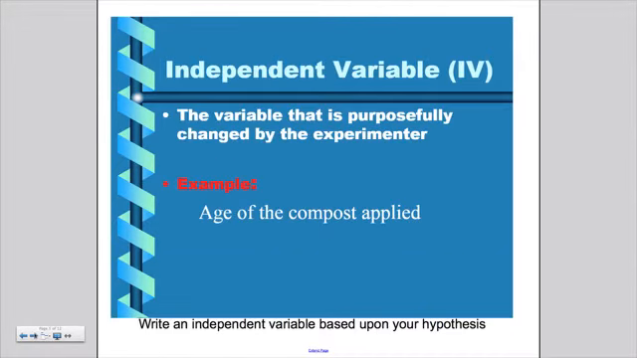We didn't talk about this: an independent variable. The variable that is purposefully changed by the experimenter. For example, age of the compost applied. Write an independent variable based upon the hypothesis you wrote earlier. Pause the video until you have created a new independent variable. Make sure on the example scenario you circle where it talks about age of compost applied and write independent variable so you know that's what it means.